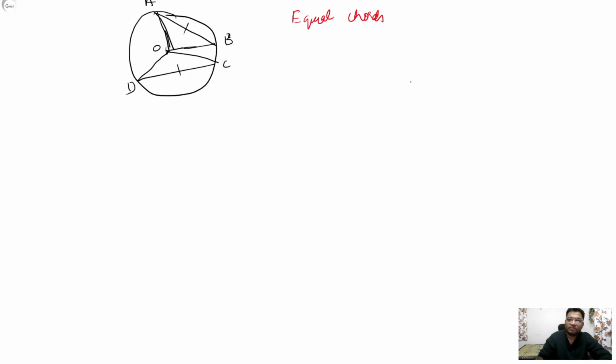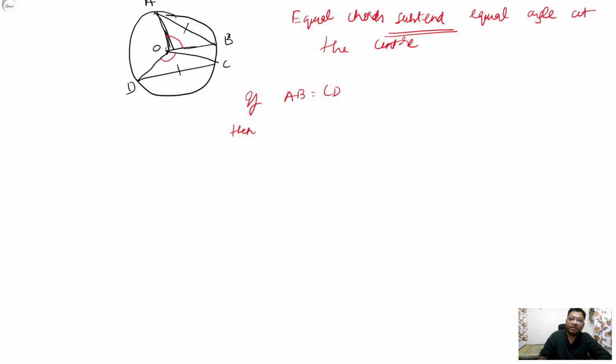So how your textbook would say, equal chords subtend. This word confuses a lot of students. I'll explain that word. Equal chords subtend equal angle at the center. Now, my version of this theorem, the way I understood it better when I was a student, and I loved every bit of it, is this. If AB is equal to CD, then angle AOB is equal to angle COD.